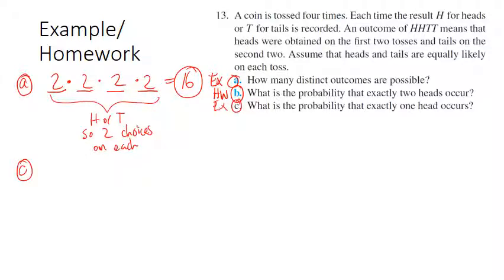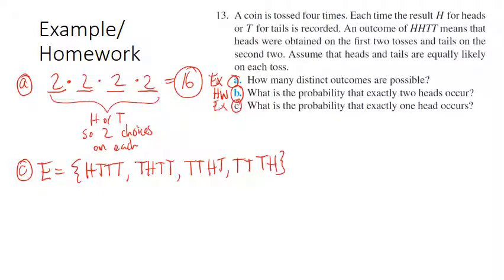So what is the probability that exactly 1 head occurs? I think I'm going to need to actually write out what those outcomes would be. If there's exactly 1 head, what are the elements of this event? I could have gotten the head first, or second, or third, or fourth.